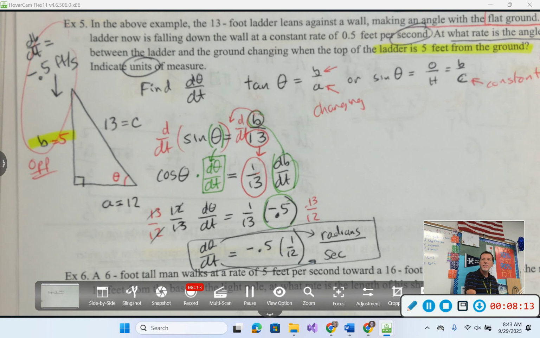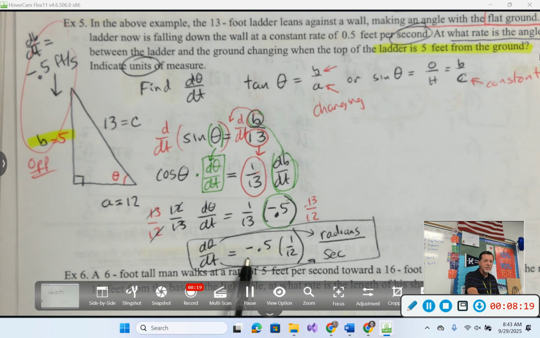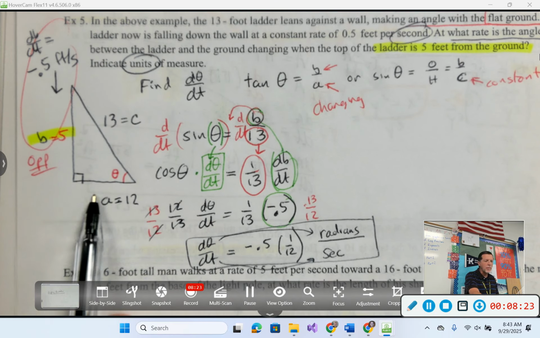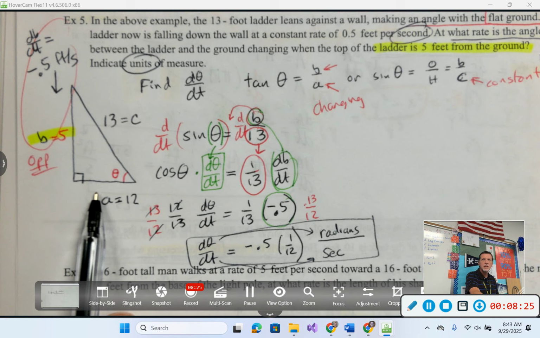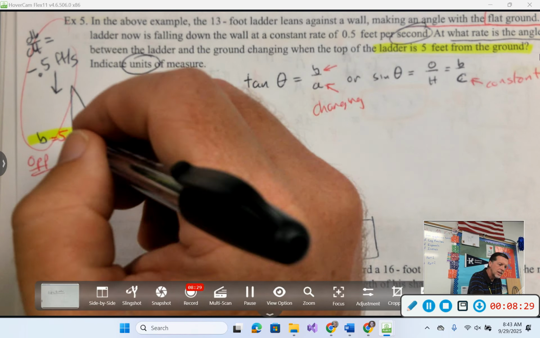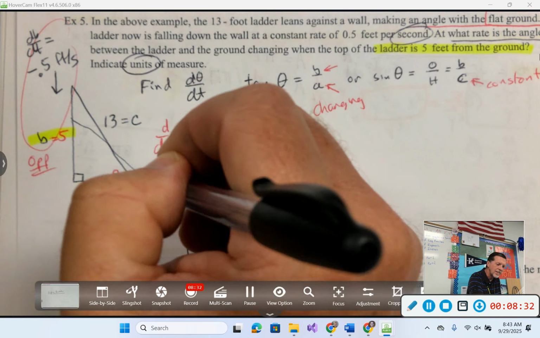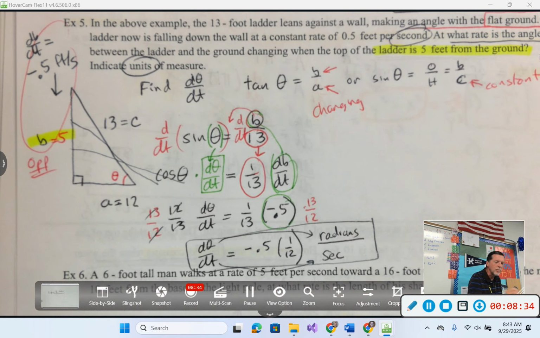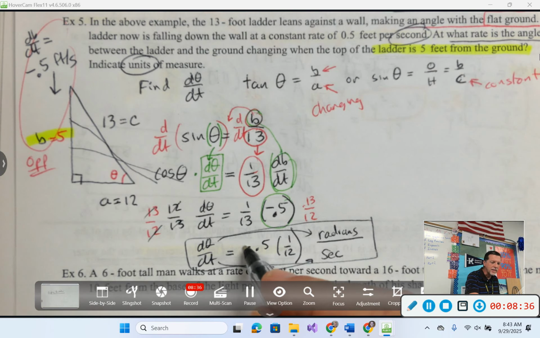Man, that was a yucky one. Oh, I like to make sense of the signs here. d theta dt is negative. Does that make sense for what's happening in this problem? Why? Yeah, so as the ladder slides down the wall, that angle is getting smaller and smaller. So it makes sense that my change is negative.